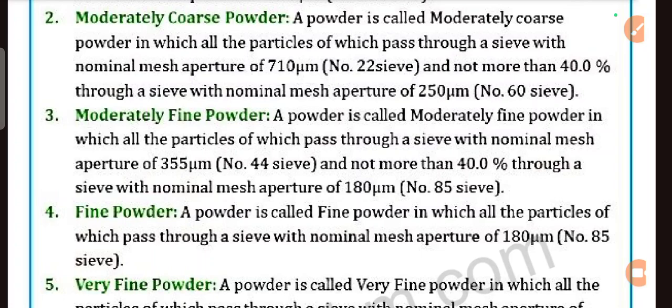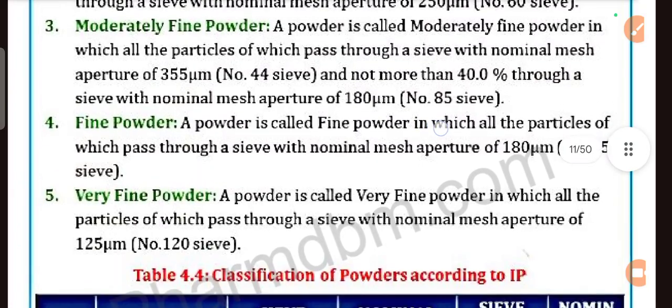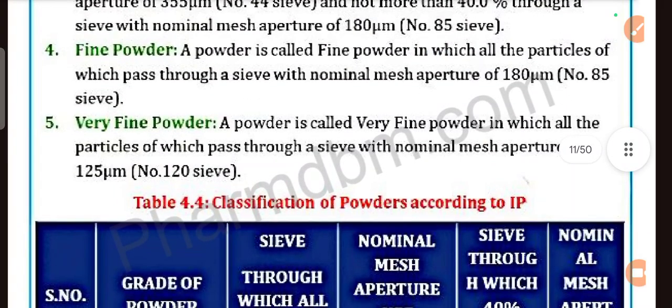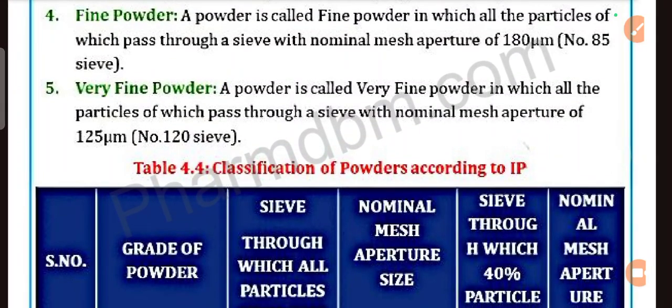Fine powder. A powder is called fine powder in which all the particles pass through a sieve with nominal mesh aperture of 180 micrometer, number 85 sieve. Very fine powder. A powder is called very fine powder in which all the particles pass through a sieve with nominal mesh aperture of 125 micrometer. Sieve number 120.